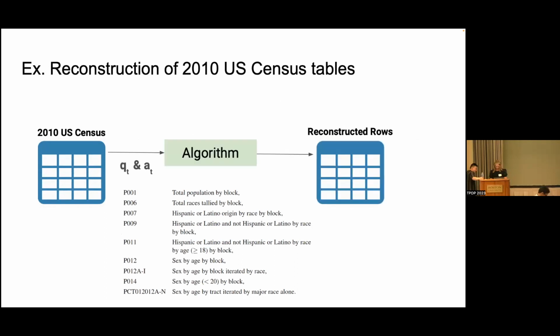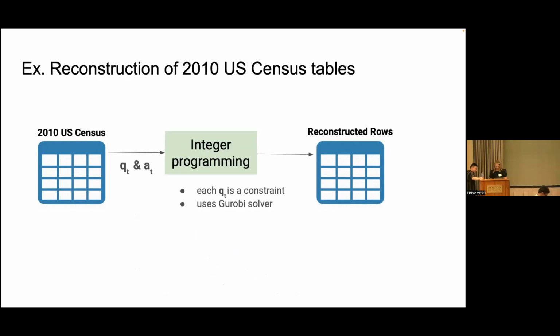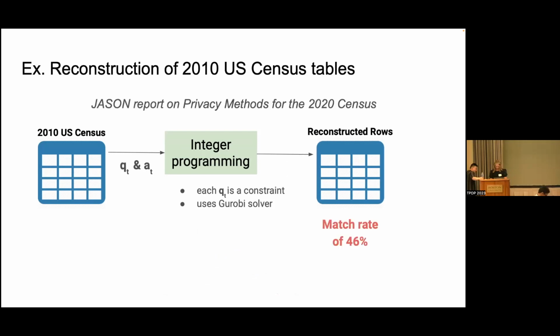In reconstruction attacks, the basic idea is that you want to design algorithms that take in these statistics as input and are able to reconstruct some of the rows in the original data set. For example, some of you might have heard that the US Census has run its own internal reconstruction attack on the decennial census. They set up an integer programming problem and set up each statistic as a constraint. They report that if you run their reconstruction attack on every block in the United States, you get a match rate of roughly 46%.